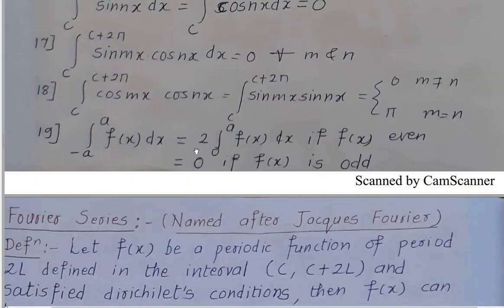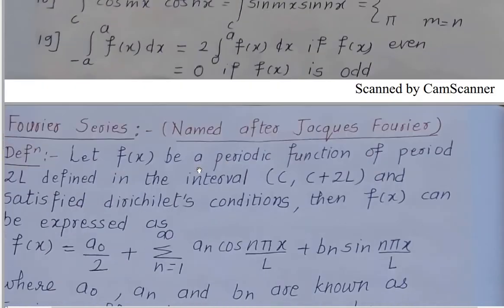Next important formula is the integral from minus a to a of f of x dx. It is equal to 2 times the integral from 0 to a of f of x dx. This is the integration property. If the function is even, we can write it as 2 times the integral from 0 to a, and if the function is odd, we can write it as 0.